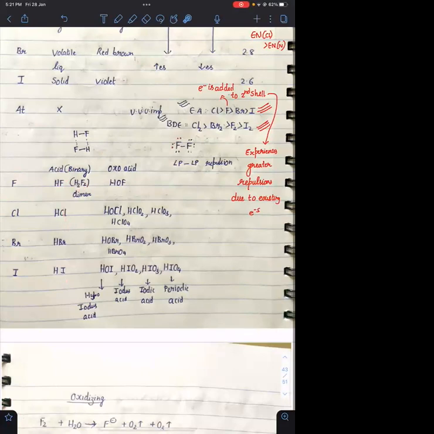Down the group, the acidic strength increases because whenever you compare any property for the elements belonging to the same group, size is the dominating factor. As the size increases, bond energy decreases. If the bond energy decreases, H positive can be easily removed, or else the acidic strength increases. Is that clear?